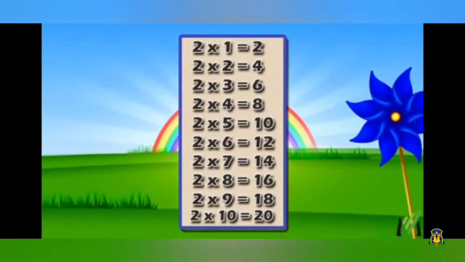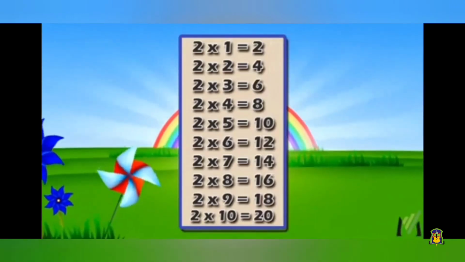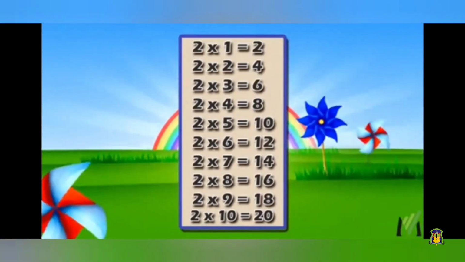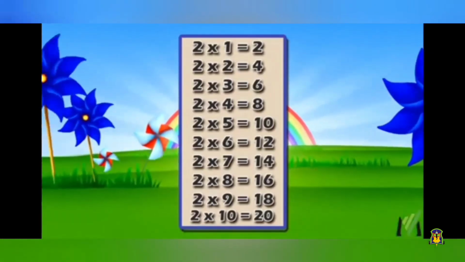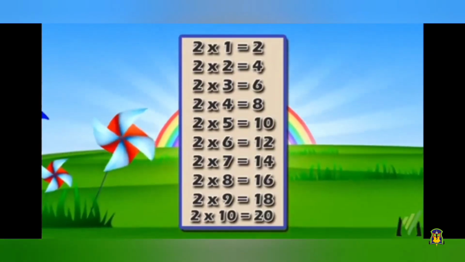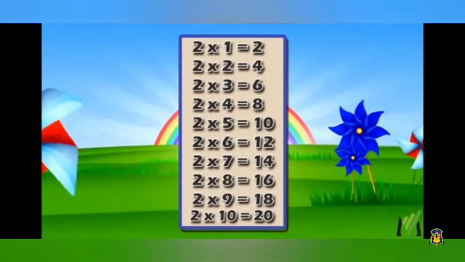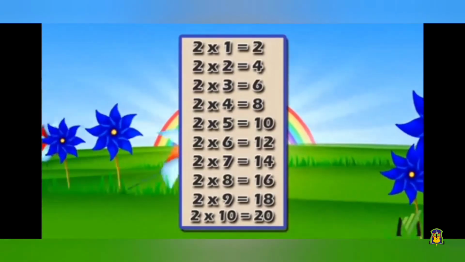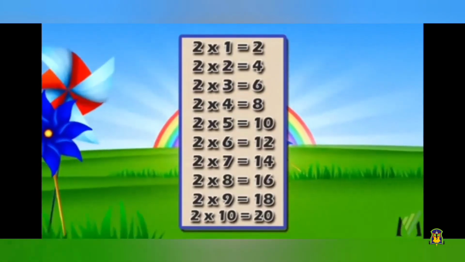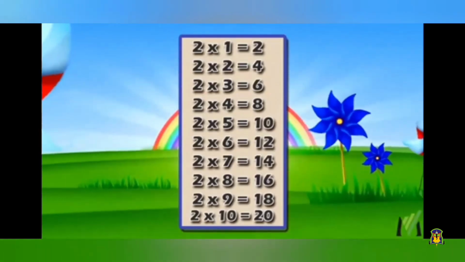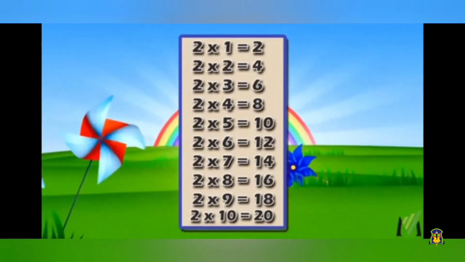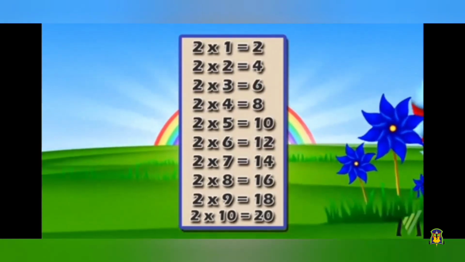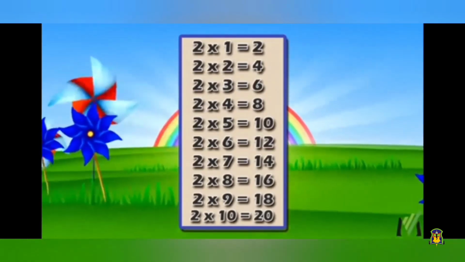2 ones are 2. 2 twos are 4. 2 threes are 6. 2 fours are 8. 2 fives are 10. 2 sixes are 12. 2 sevens are 14. 2 eights are 16. 2 nines are 18. And 2 tens are 20. All of you learn it by heart.